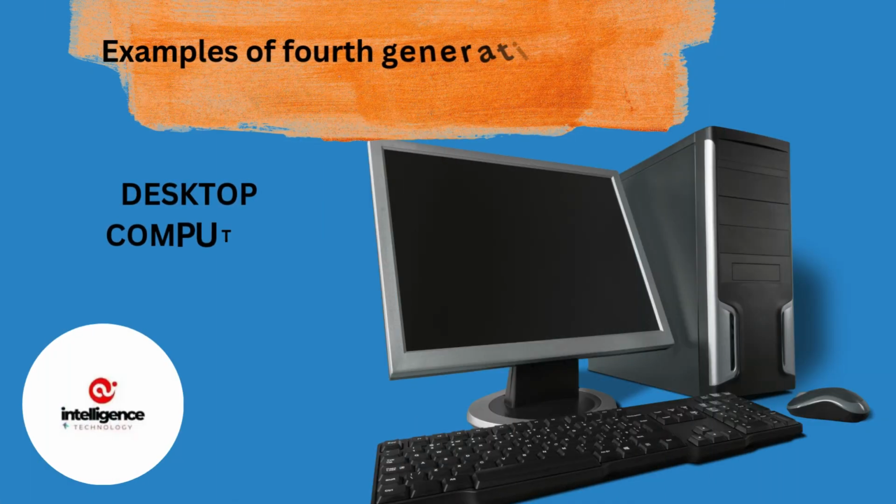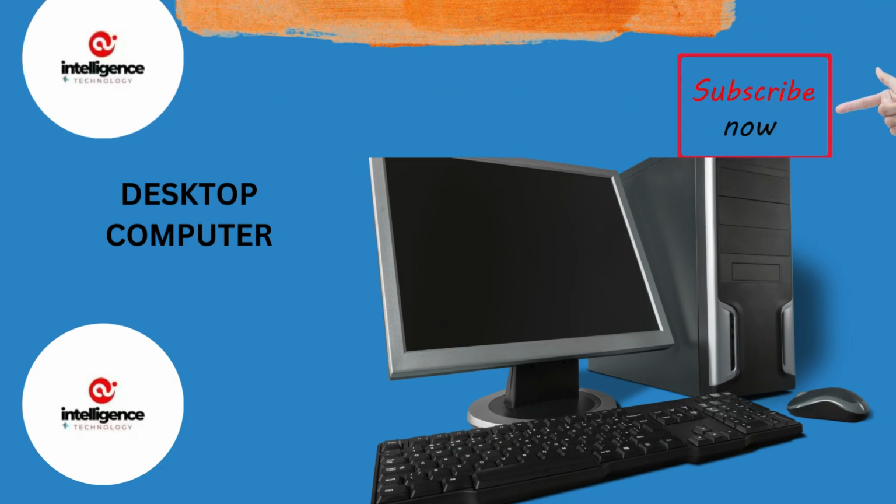The next example is the desktop computer, which contains the monitor, system unit, keyboard, and mouse. So all put together is a desktop computer. Very portable. It is smaller than the previous generations of computers. So that is what we must keep in mind. It contains a microprocessor as compared to previous generations of computers.